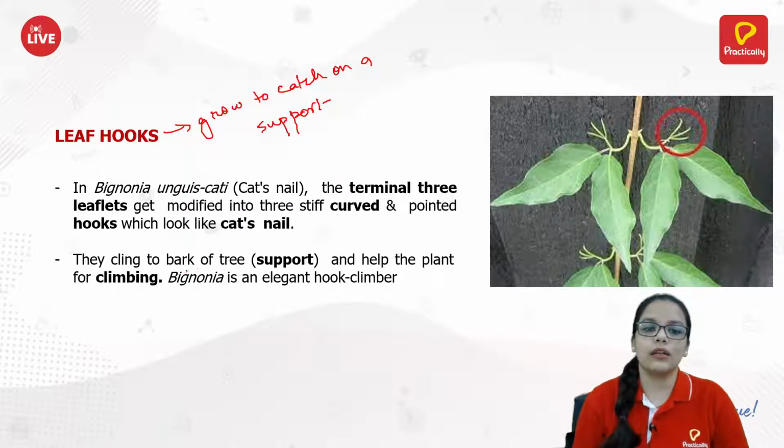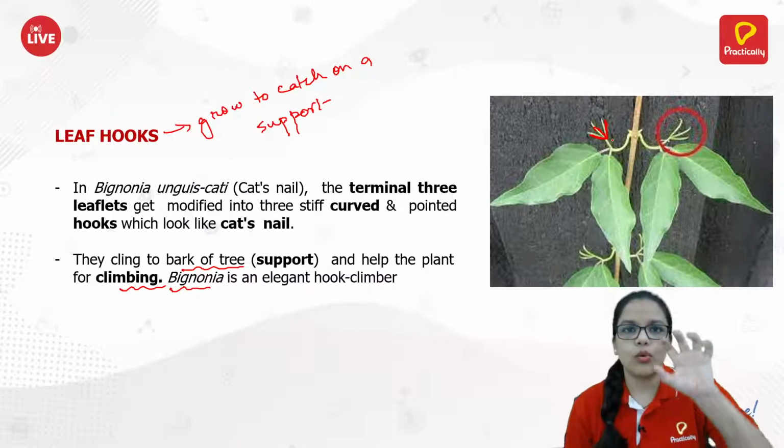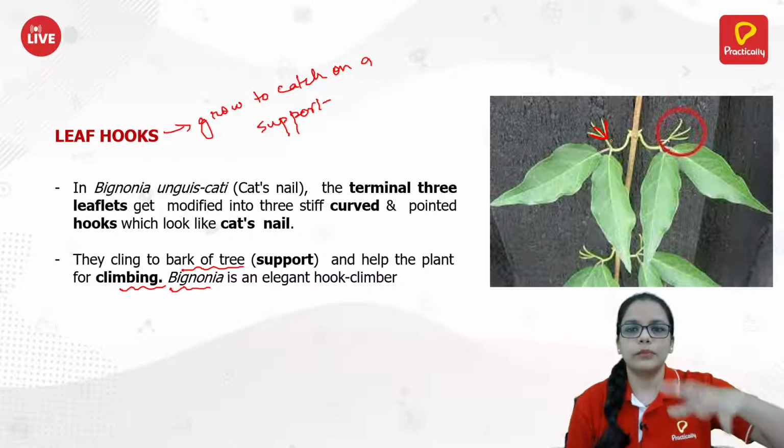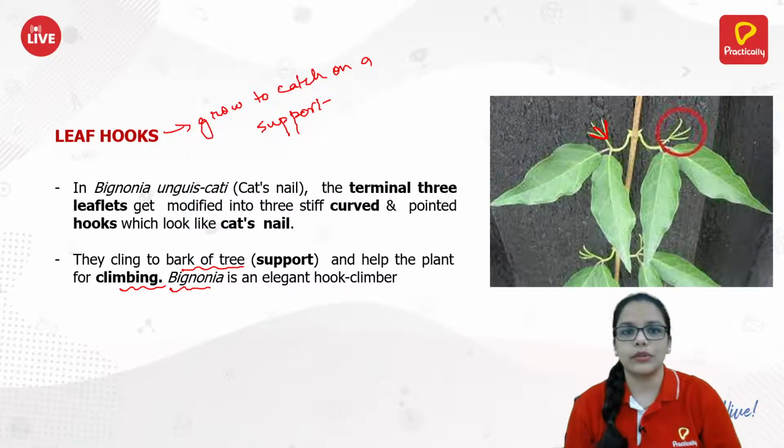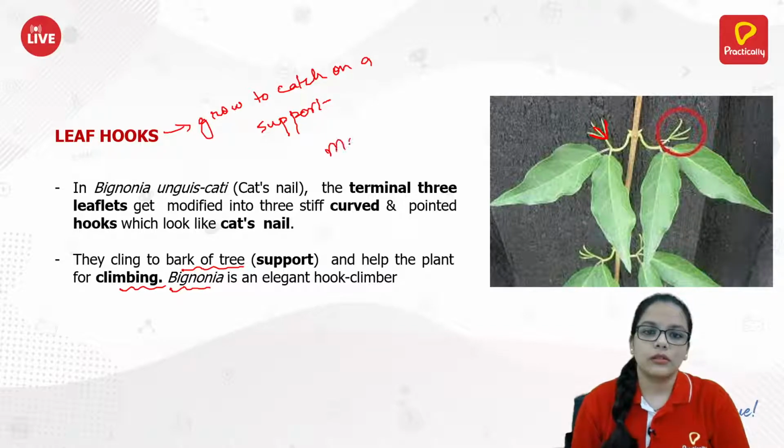Okay, they cling to the bark of a tree and help the plant in climbing, such as Bignonia. It is an elegant hook climber. There will be three, mostly a claw-like structure. There will be three or four, mostly three only. It will just hold on to the bark of a tree or some kind of wall, just to climb on. Seen mostly in climbers.